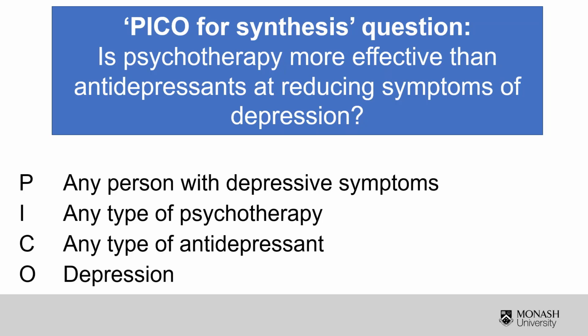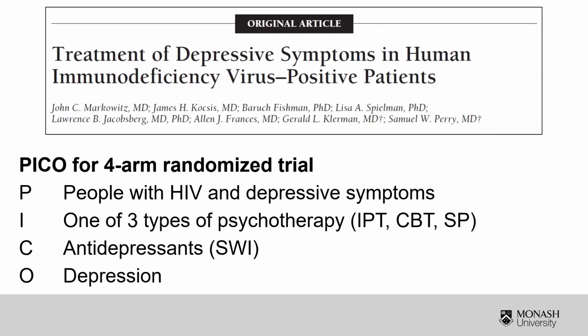And so I do my systematic search and identify this particular trial, which is a 4-arm randomized trial. And the PICO for this study is that it included people with HIV and depressive symptoms. It actually included 3 types of psychotherapy, so interpersonal therapy, cognitive behavioral therapy, and supportive therapy, and included 1 antidepressant, and it had scores for depression. And so I was like, great, this particular study definitely fits the inclusion criteria for my meta-analysis. And so I'll have a look at what results it has available.